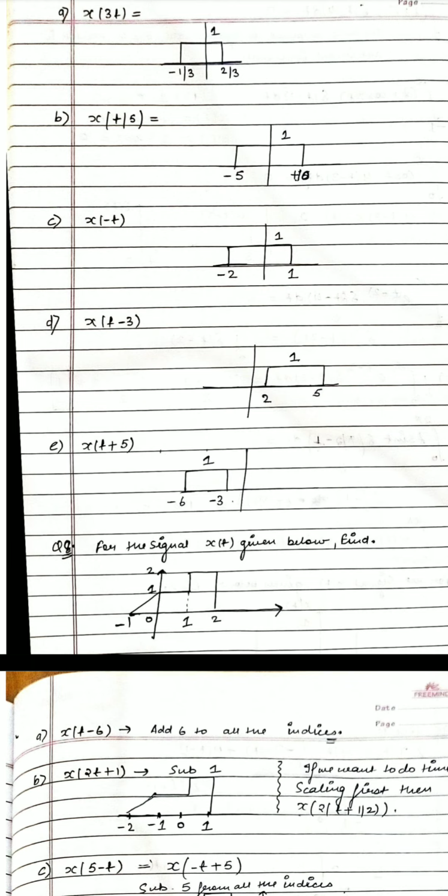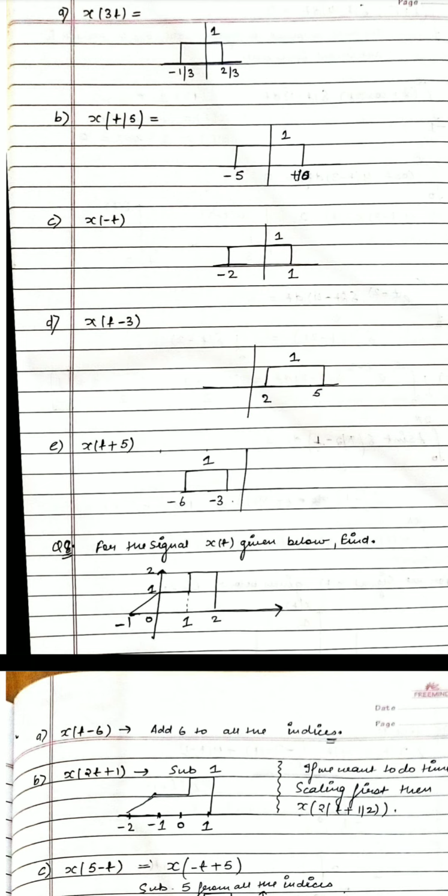Now x of t minus 3, that is, add 3 units to all the indices. So if we add 3 to -1, it will become 2. If we add 3 to 2, it will become 5. The graph will remain the same.